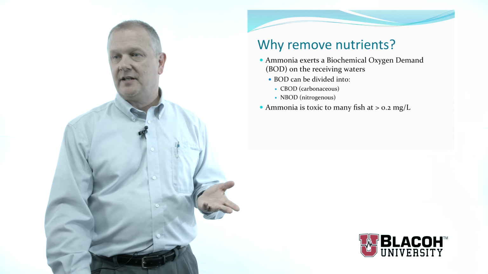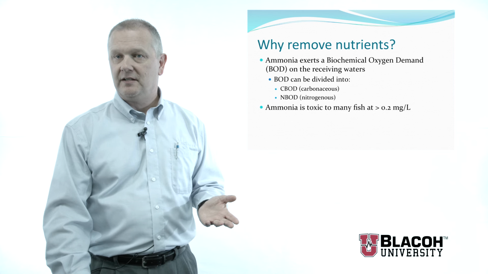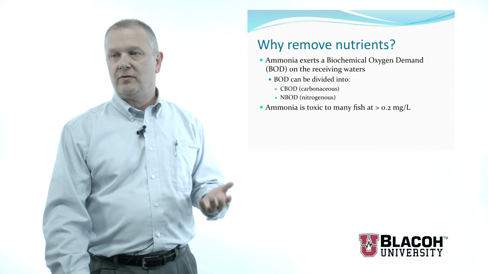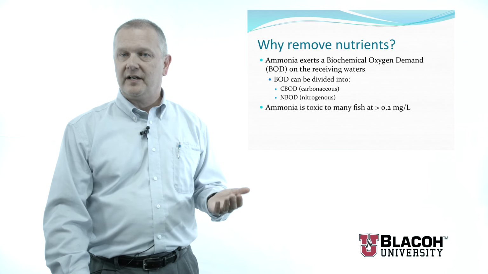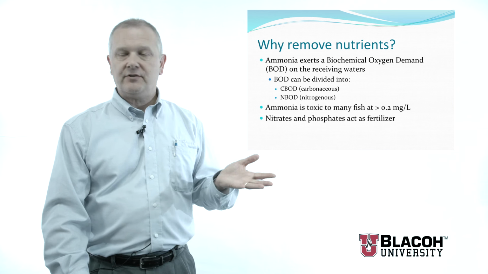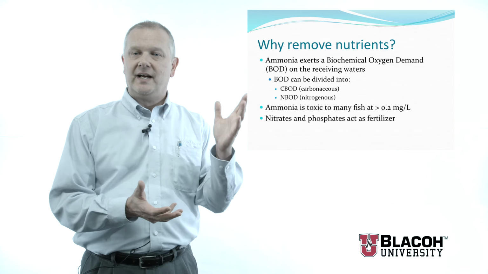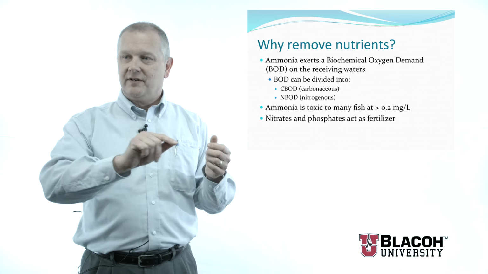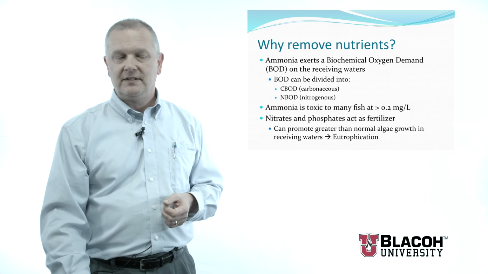Ammonia itself is toxic to many fish at very low concentrations, 0.2 milligrams per liter, and so particularly in certain fishery waters, we need to be very careful about the ammonia concentrations. And finally, nitrates and phosphates act as fertilizer. If you pull your fertilizer bag at home out, you're going to have nitrate and phosphate as the two main components to make your grass grow.